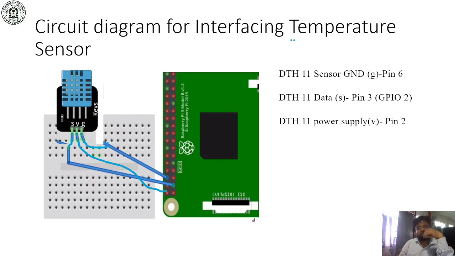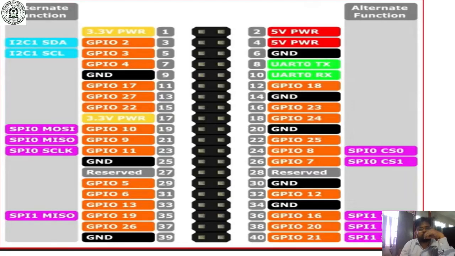This is the circuit diagram for interfacing the temperature and humidity sensor. Here you can see that this is our DHT11 sensor. This sensor has three pins, S, V and G. The G pin is known as the ground pin. I have connected it to pin number 6, and obviously pin number 6 is also a ground pin. In the figure you can see that pin number 6 is the ground pin in the Raspberry Pi.